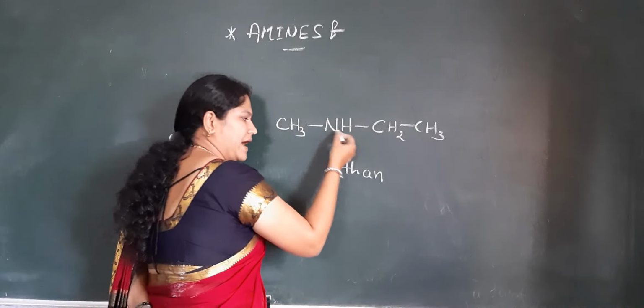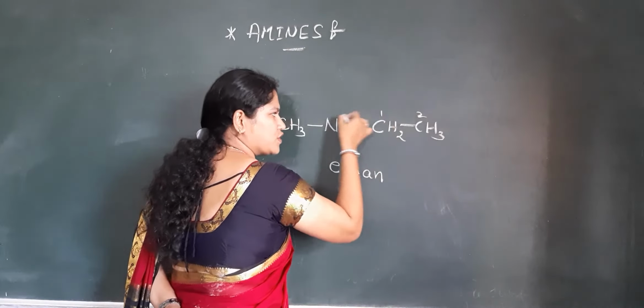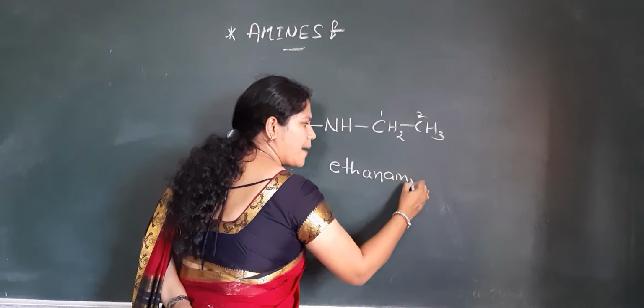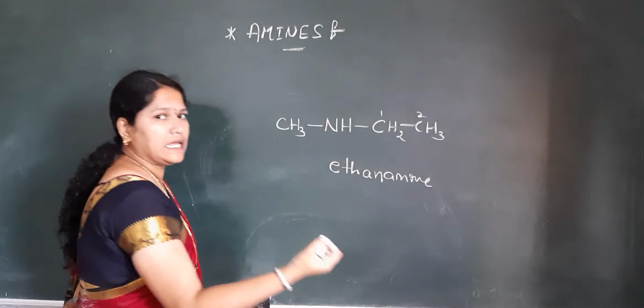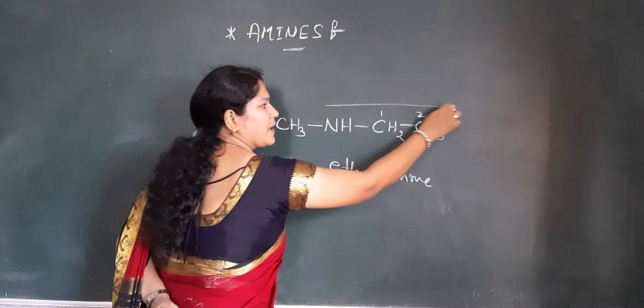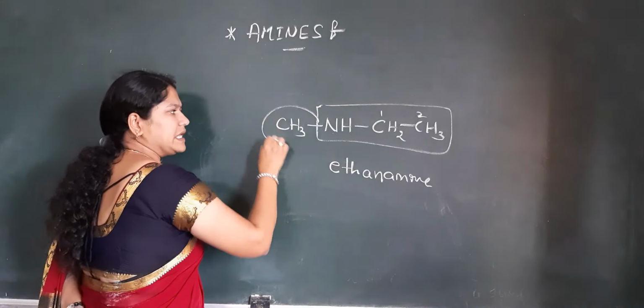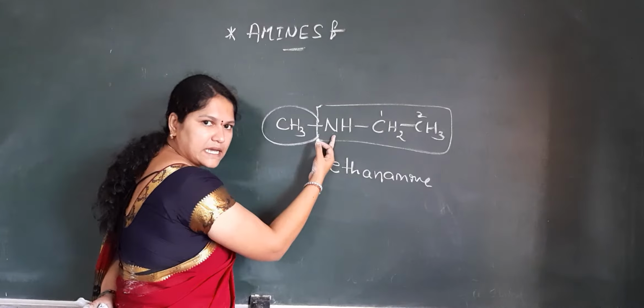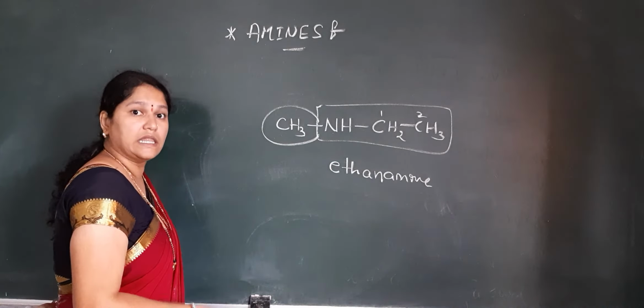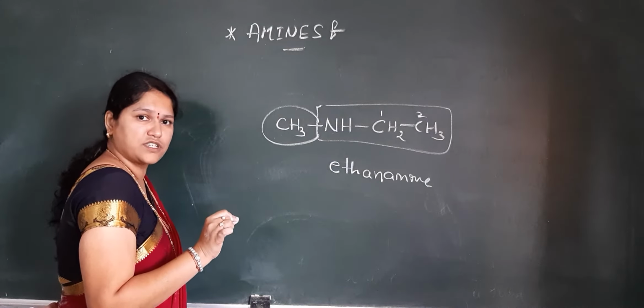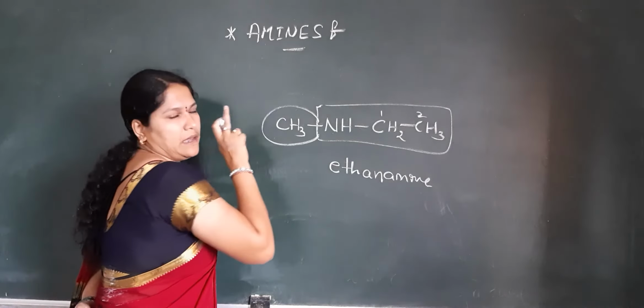This is amine. Amine is at the first position, so it is ethane amine only. What is remaining? Remaining is a methyl group. The methyl group is attached to the amine. The nitrogen present in the amine functional group is attached to a methyl group.